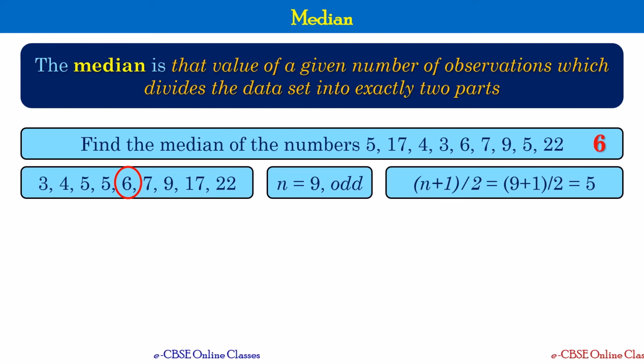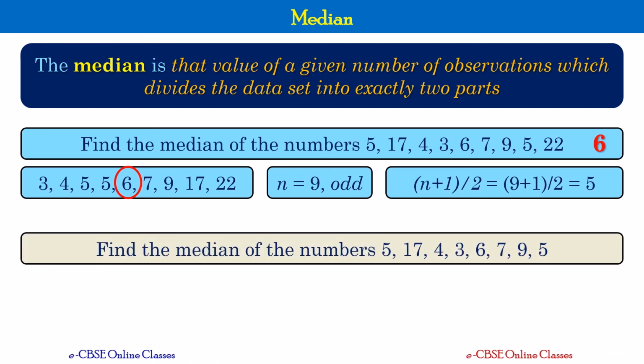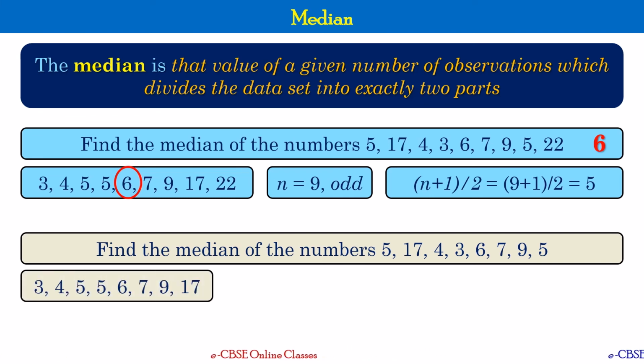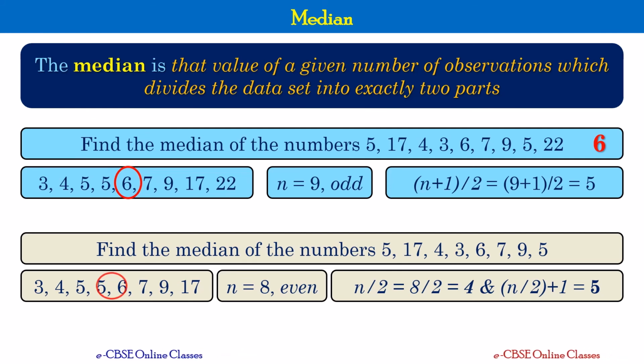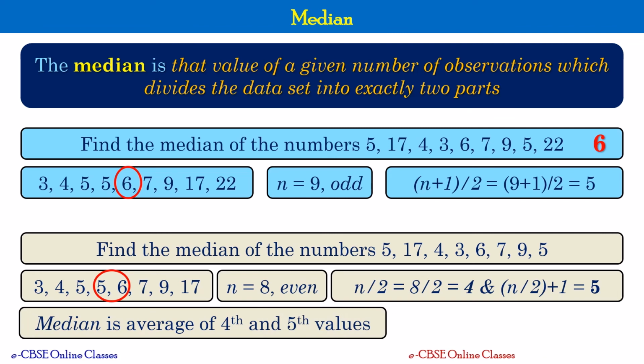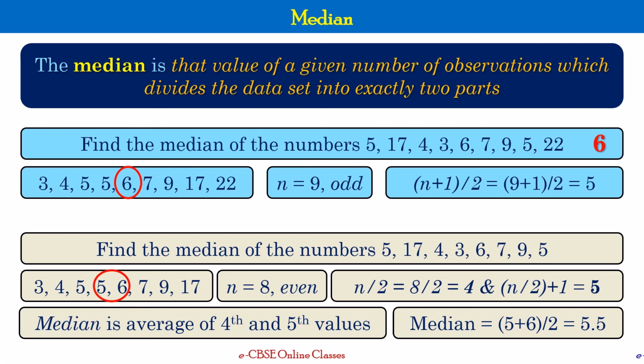So the median of the given numbers is 6. Let me take the next problem. Almost the same problem, but here I have removed the last number 22. So my total number of observations has become 8. After arranging them into ascending order, the numbers are like this. But here, since my number of observations is 8, I need to pick n by 2, which is 4, and n by 2 plus 1, which is 5. So the average of the 4th and 5th numbers will be my median. The 4th and 5th numbers are 5 and 6. So (5 plus 6) by 2 is 5.5. So my median of the given numbers is 5.5.